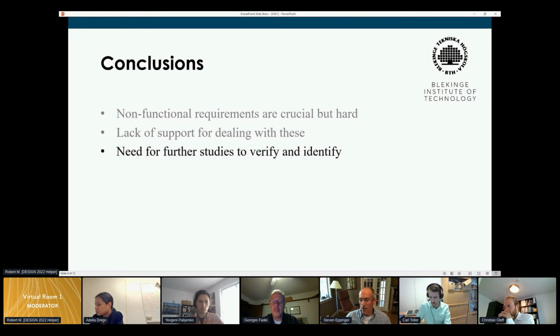So looking forward, we can see that there is a need to do further studies, partly to verify that this was not an isolated case, and also to identify different tools, methods, and support that can be deployed to improve the situation.